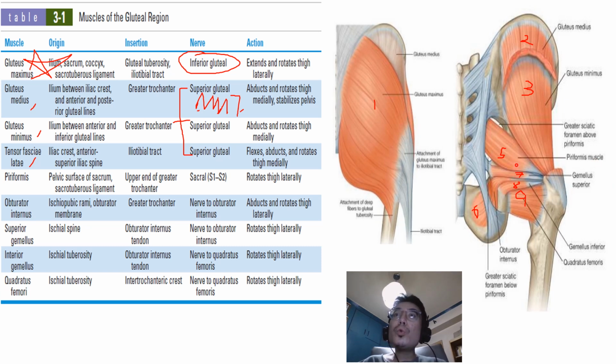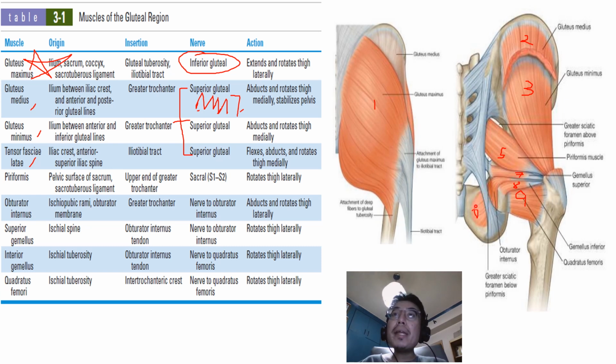Moving now to the muscles more medial to the pelvic girdle, we have labeled as number 5 the piriformis muscle. The piriformis has its origin from the pelvic surface of the sacrum and the sacrotuberous ligament, and it inserts into the upper end of the greater trochanter. The piriformis is innervated by sacral nerves S1 and S2, and it acts to rotate the thigh laterally.